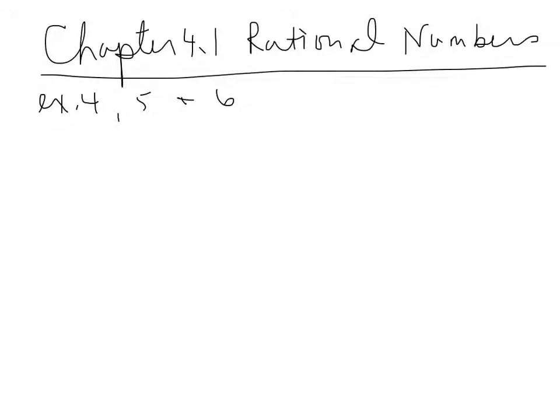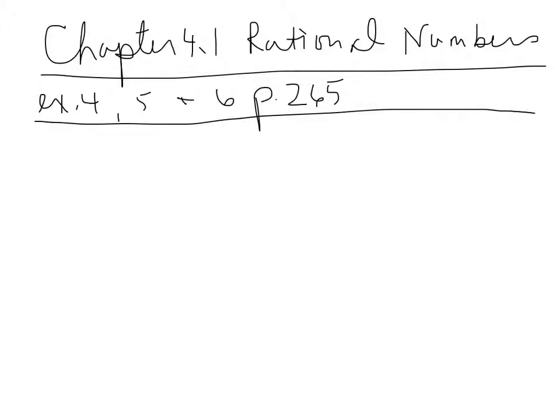Okay, and now we are looking at examples 4, 5, and 6, and they're all on page 265. So follow along in your book, and let's get started. Example 4 says to write 3/8 as a decimal.